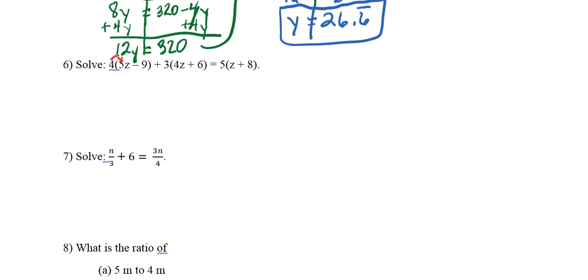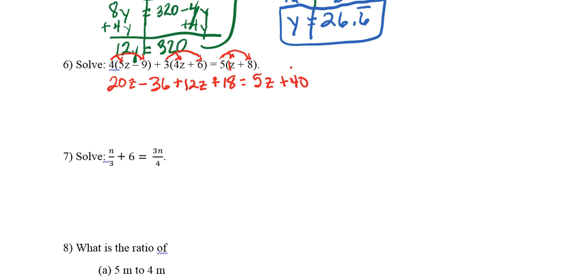4 times the 5z, 4 times the negative 9. 3 times the 4z, 3 times the 6, 5 times the z, and 5 times the 8. So I have 20z minus 4 times 9 is 36, plus 3 times 4 is 12, 3 times 6 is 18, 5 times, there's an invisible 1 there, so that's 5z, 5 times 8 is 40.